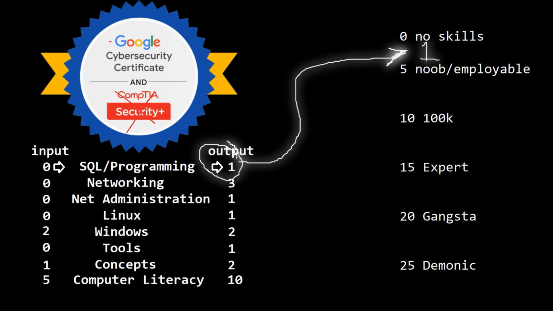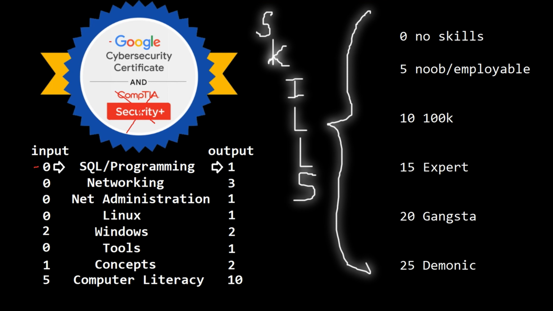And at that skill level, your SQL/programming knowledge from the certification will not get you to the employable level, which is level 5. And level 10 is $100,000 a year. Level 15 means you're an expert. Level 20 means you're a gangster. And level 25 and above, demonic. Hackers normally start at around level 15 and continue going up as they progress with skills. So Kevin Mitnick, all those elite, super, Mr. Robot type hackers would probably be around the gangster to demonic level 20-25.